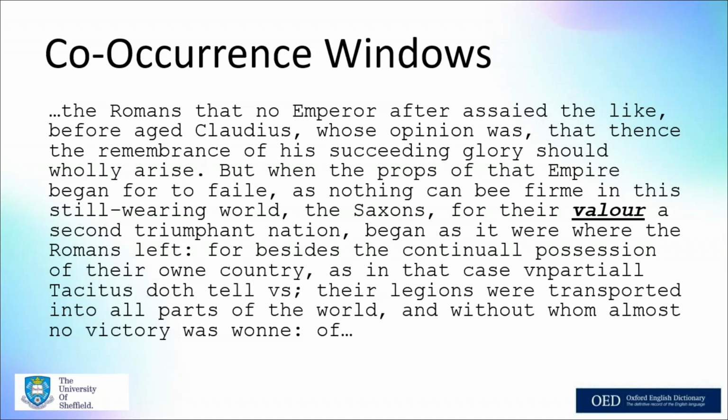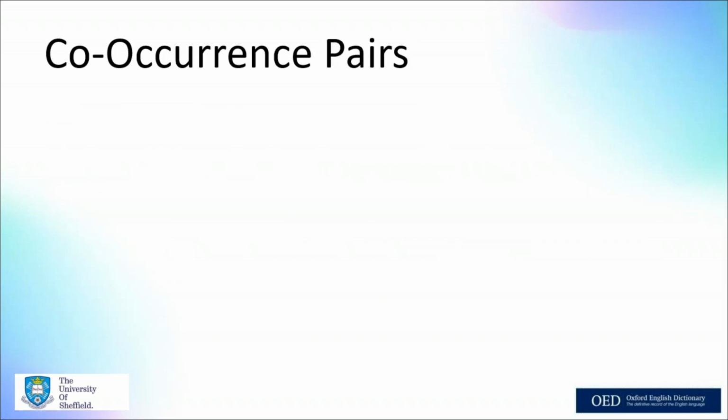And of course, there are lots of other words here that might be intuitively, maybe, less obvious than valor and glory, valor and firm, valor and continual, and so on. So what our process does is count up all of these co-occurrences across each of these windows, across over 1 billion words of tens of thousands of early modern English texts. We look at co-occurrence pairs.